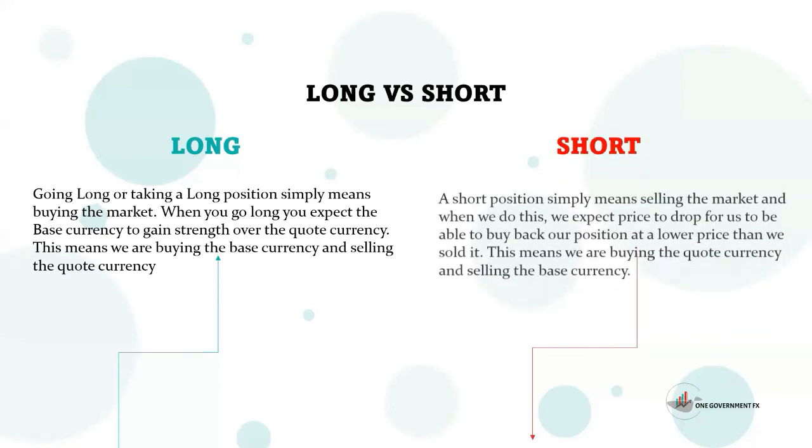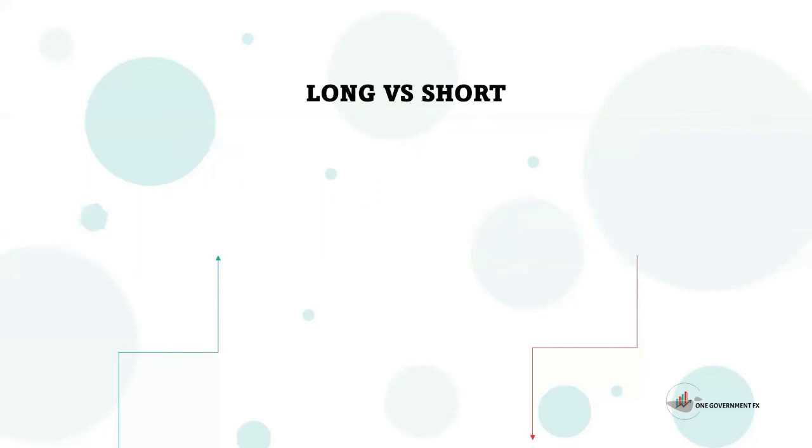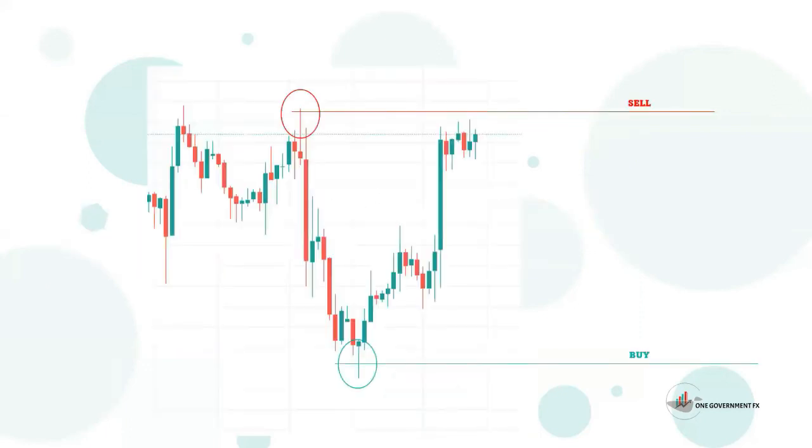Going short, a short position, simply means selling the market. When we do this, we expect price to drop so we are able to buy back our position at a lower price than we sold it. Like I said earlier, assuming we take a sell from here, when price comes back here and we take out our trade, we sold here but had to buy it back here.